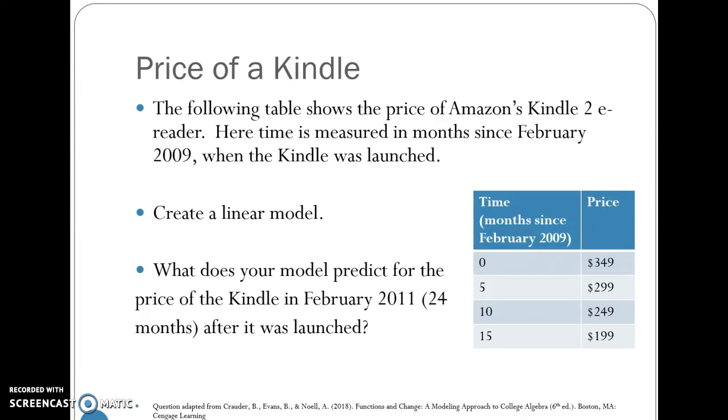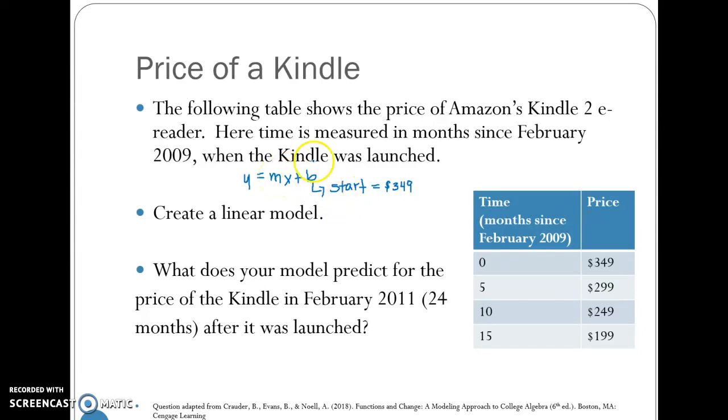So what I have in the chart here is some of the data. So the Kindle was initially launched in 2009, and we are told to create a linear model. So when we are creating a linear model, we are trying to create a y equals mx plus b model. In this model, when we are applying it to real life situations, b is the starting amount, and we can see from the chart of data that the price of the Kindle at the beginning was $349. So that will be our b.